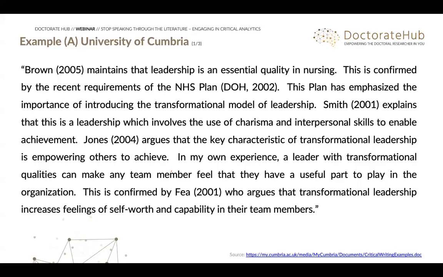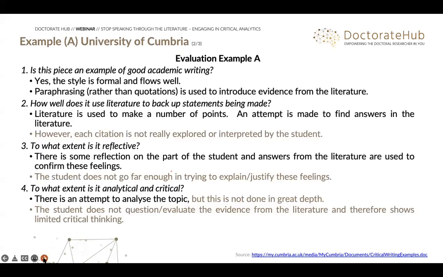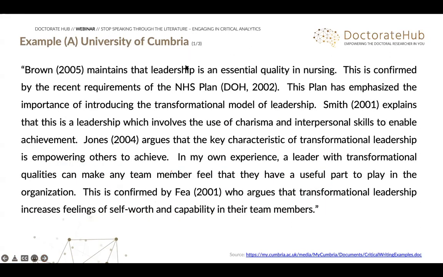Now, which type of writing is this? Let's look into this. Is this piece an example of good academic writing? Well, the style is formal and it flows well. It's used to introduce evidence from the literature. So how well does it use the literature to back up the statements being made? The literature is used to make a number of points. An attempt is made to find answers in the literature. However, each citation is not really explored or interpreted by the student. So it's just presented as a statement. Let's look into that. Brown maintains that leadership is... So that's just a statement, right?